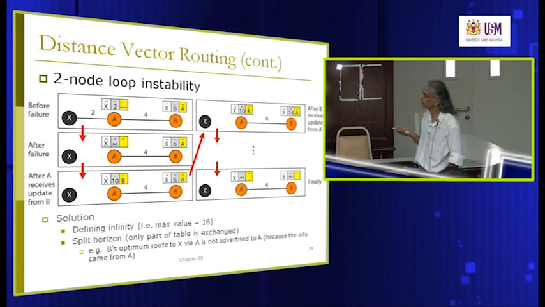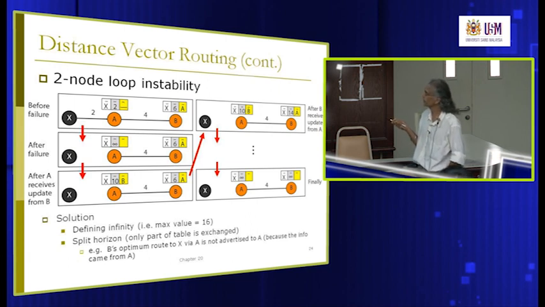Now let's say there's a failure on a link between X and A. Once there's a failure, A will know immediately. So A will update its table and it becomes infinity, unreachable. Since the table has changed, it will immediately inform its neighbor. So A will quickly inform B: I have found out that I cannot reach X anymore. X is unreachable.